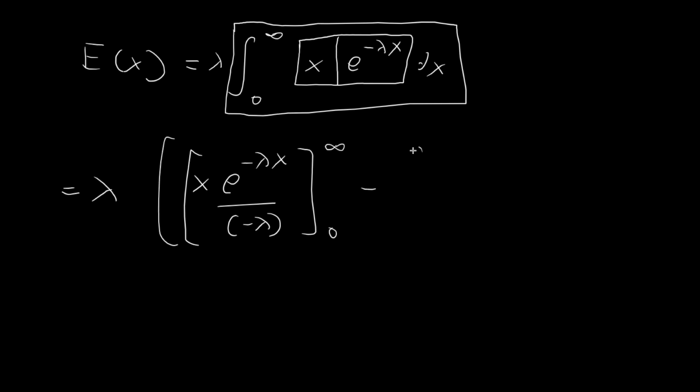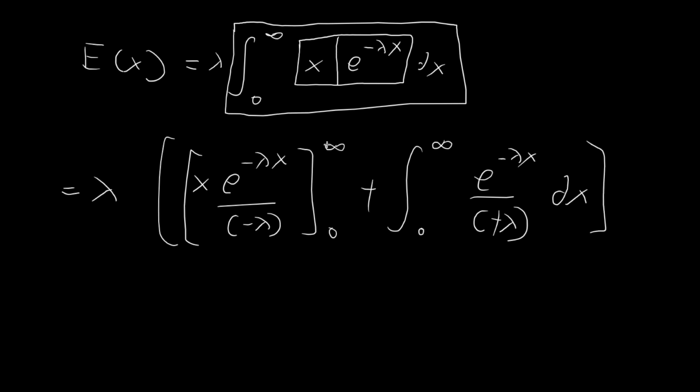And then we will subtract this by the integral from 0 to infinity of this entire term, but with this term as the derivative. So we will take the derivative of this x term, which is just equal to 1. So we have e to the power of negative lambda x divided by negative lambda. And then these conveniently cancel out.